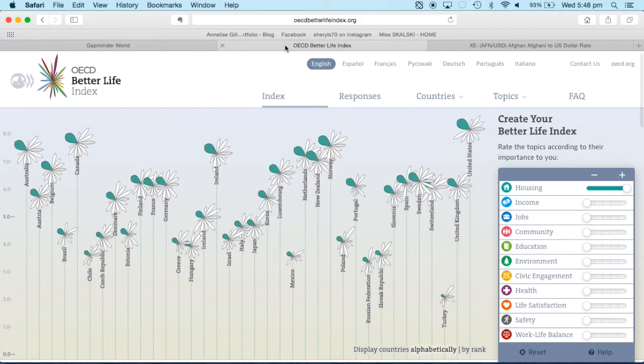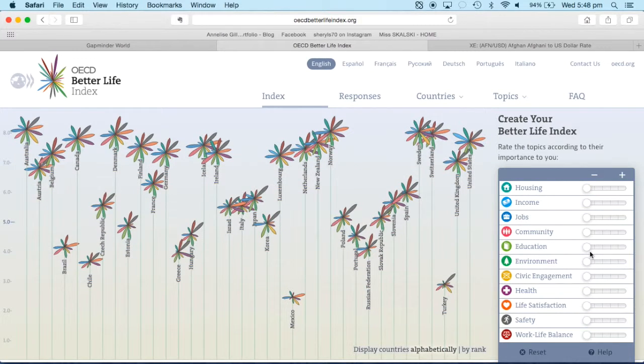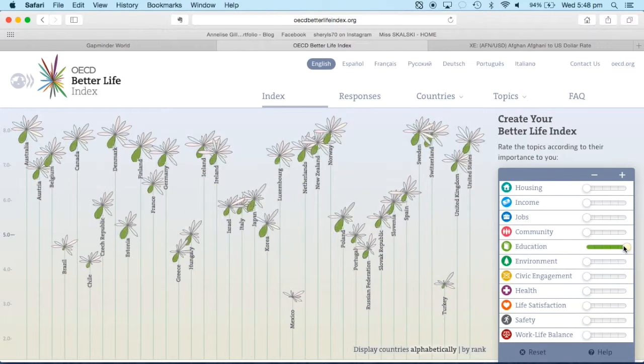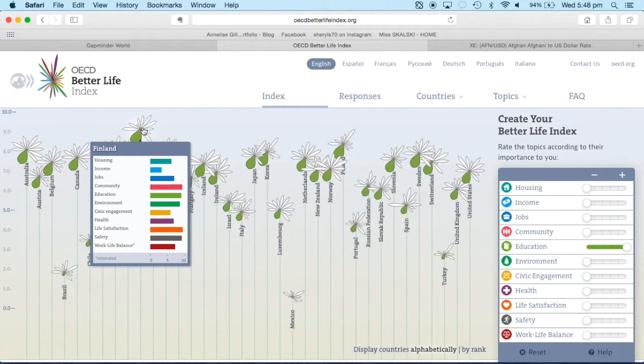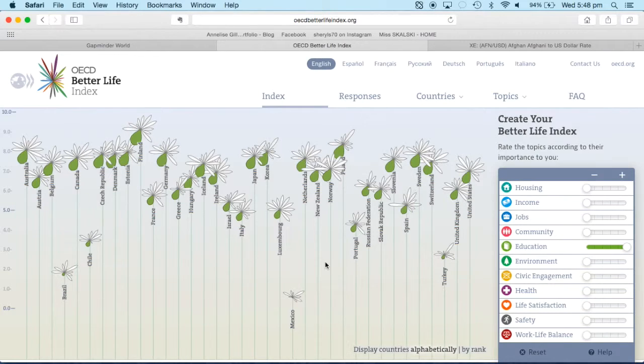Now, the OECD, once again, has an indicator for education up here. But remembering, once again, that it doesn't have every country in the world. So we have Finland scoring the highest up here. And Mexico not doing so well down the bottom there.